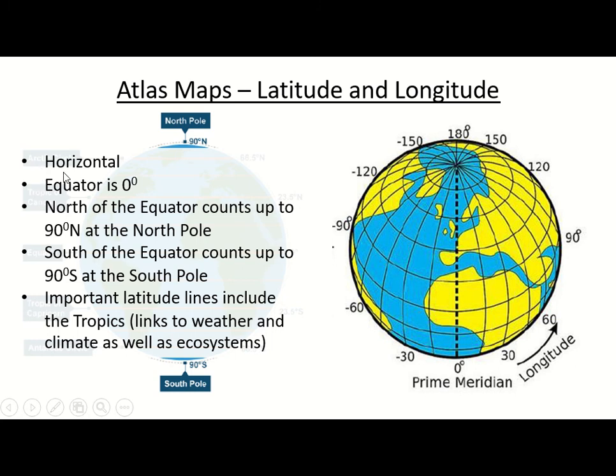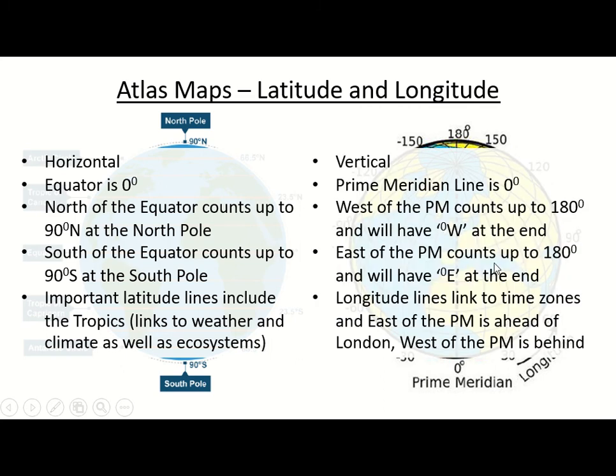So latitude, they're horizontal lines. The equator's at 0, and it goes up to 90 to the North Pole and up to 90 to the South Pole. And latitude lines include the tropics, which links to weather and ecosystems, like I mentioned. Longitude are the vertical lines. The prime meridian is 0 degrees and goes through Greenwich in London. Everything left of the line or west of the line is up to 180 degrees W, and anything east of the prime meridian line counts up to 180 degrees with east at the end.